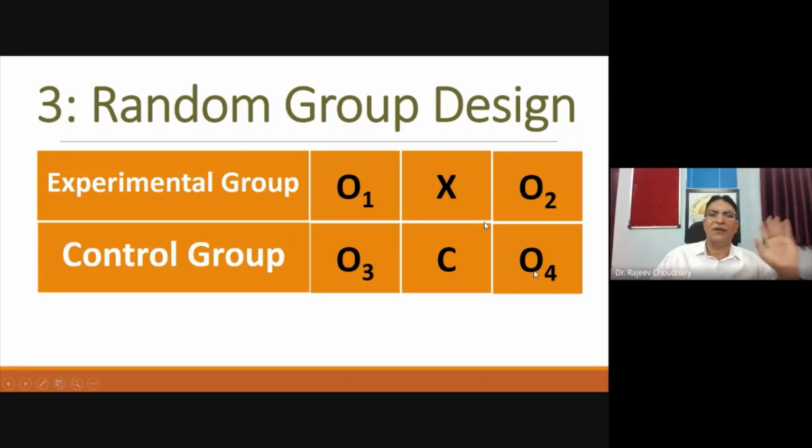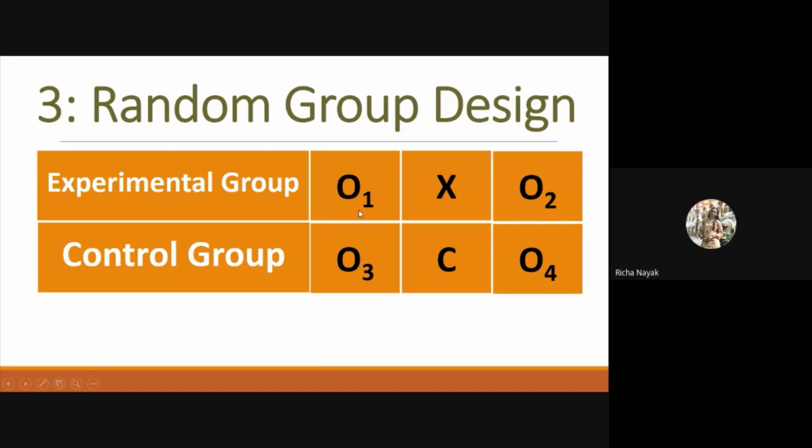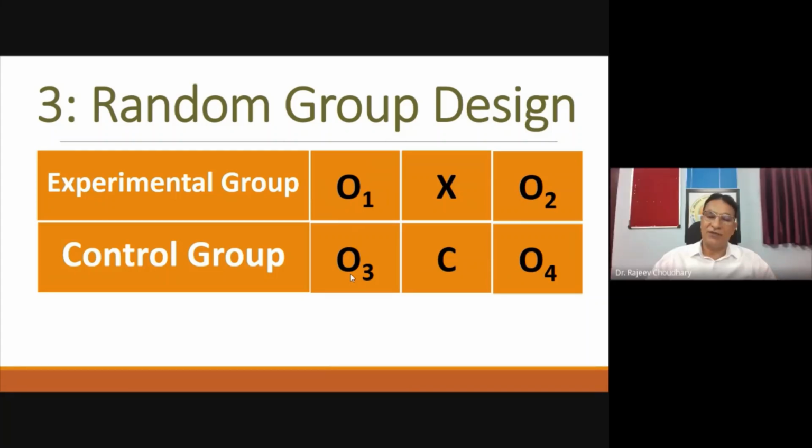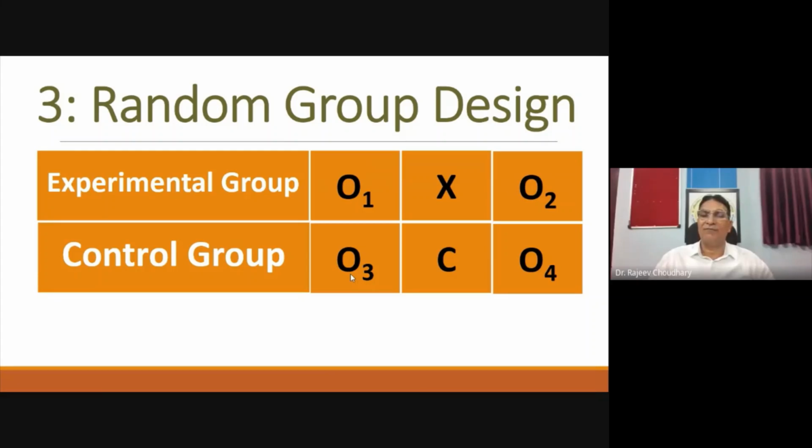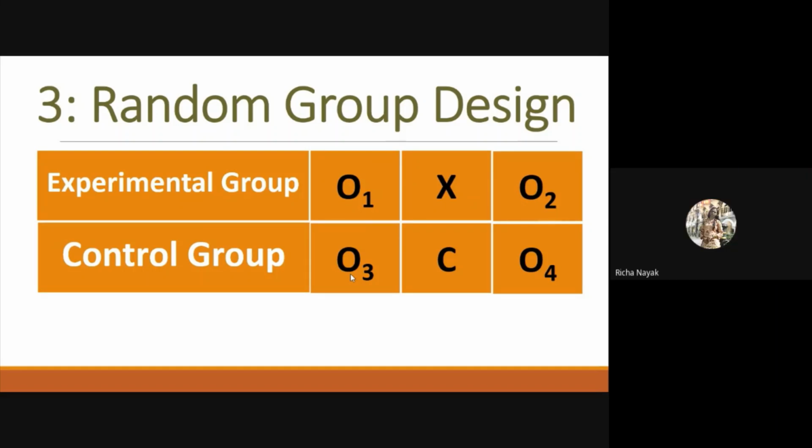Madam, O1 means pre-test of the experimental group. Is it clear? Yes, sir. O3 means? Pre-test of the control group. Yes. Initially, O1 and O3, these should be equal or unequal? Unequal. Madam, we have discussed in the law of single variable, if two situations are alike in all respects, these should be equal. Is it okay? Yes, sir.